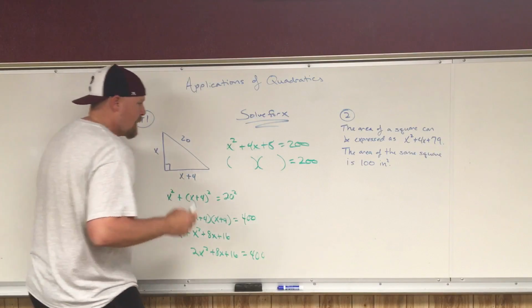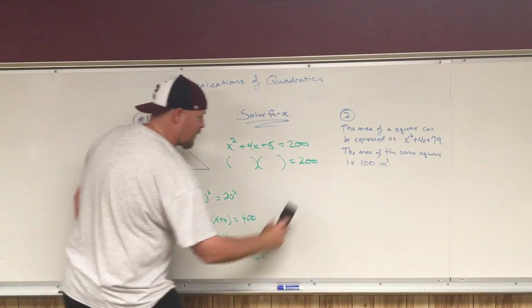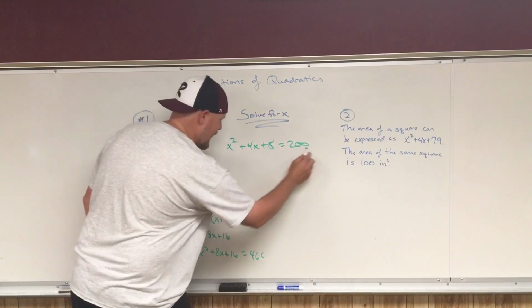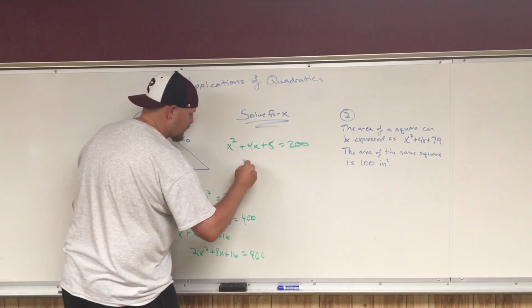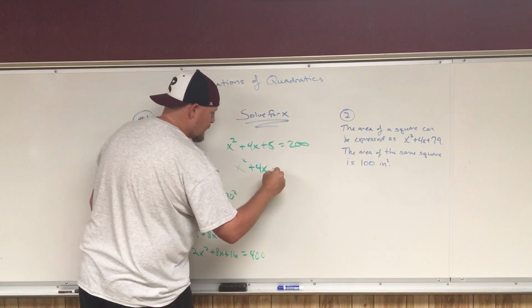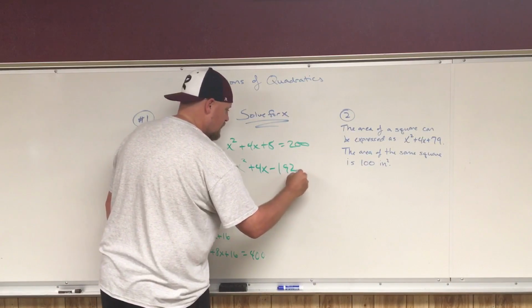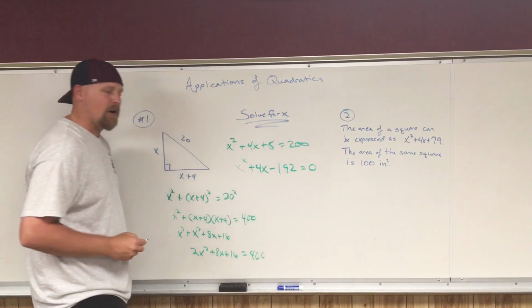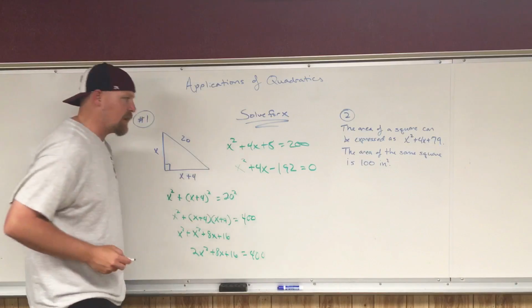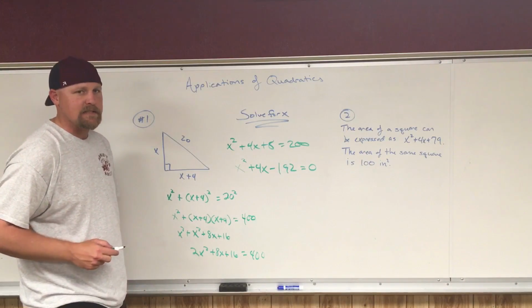We got to factor it, but we can't factor it unless it equals 0. So we got to subtract this 200. We got x squared plus 4x minus 192 equals 0. Factor that, you're going to find out what x is.